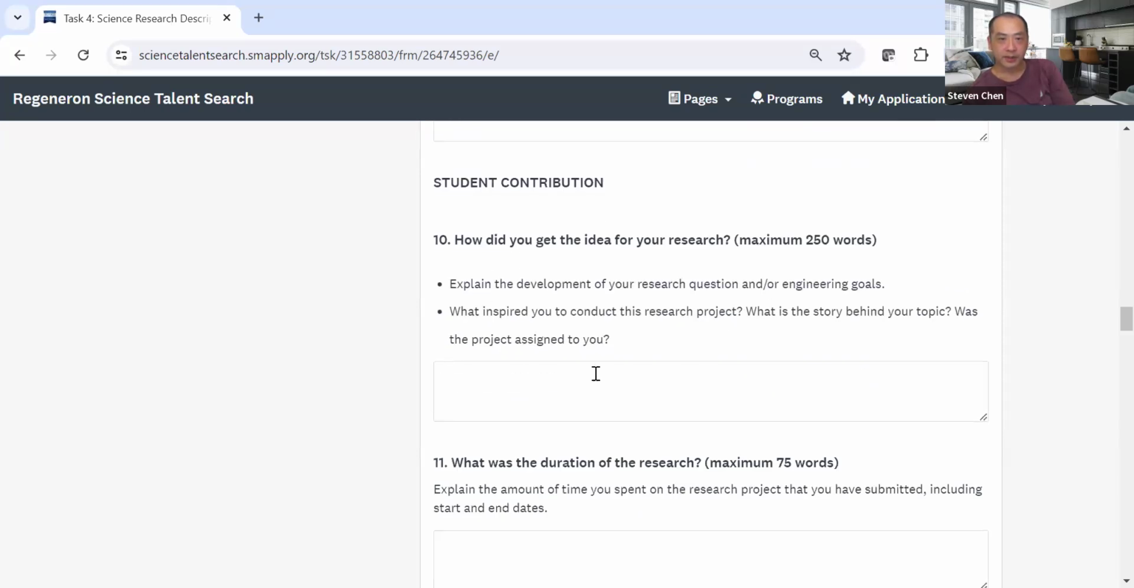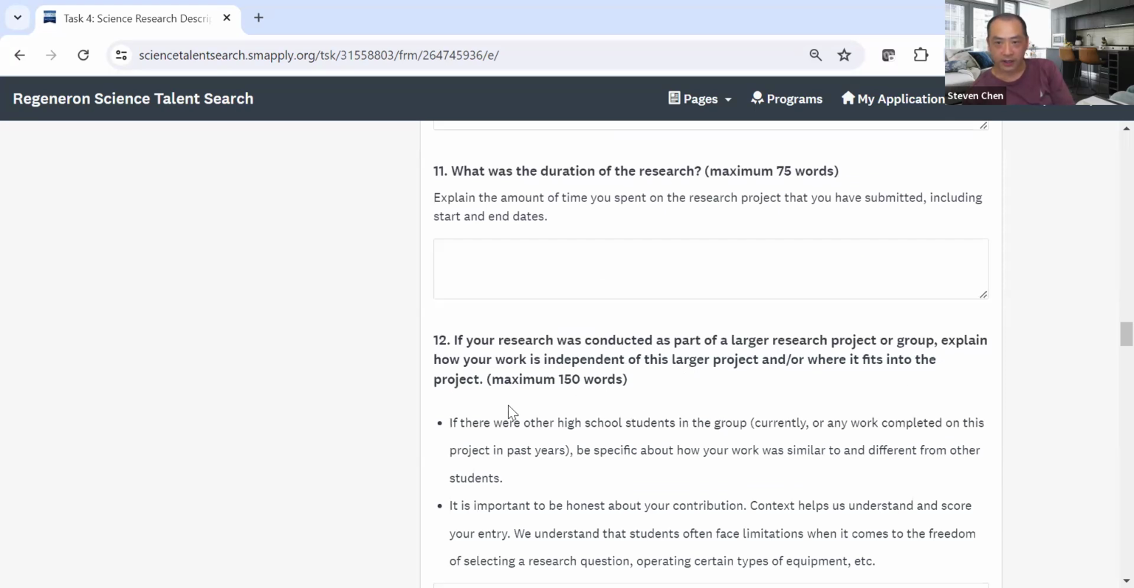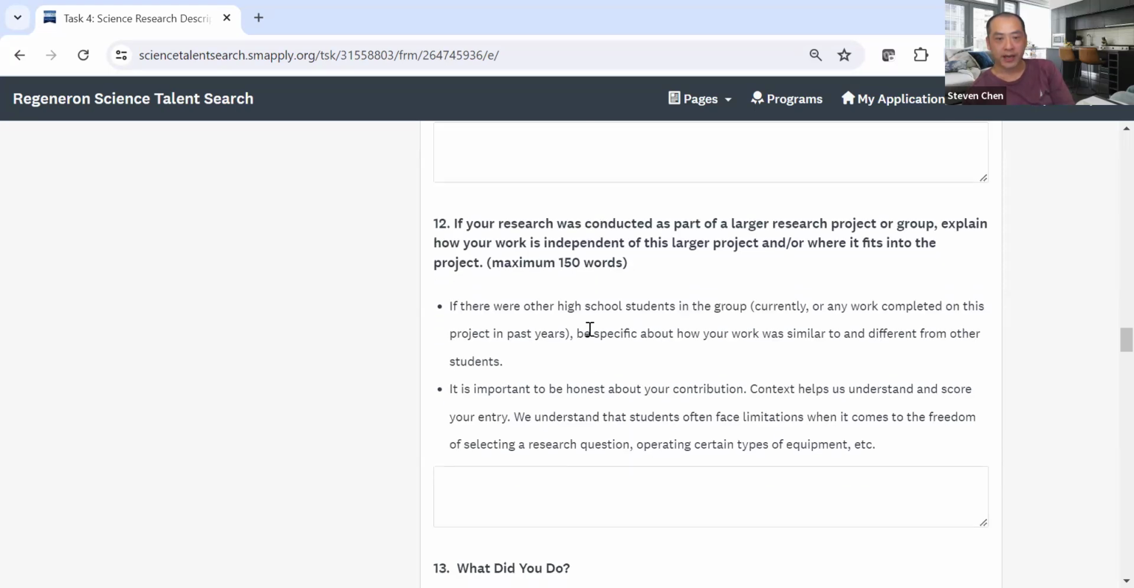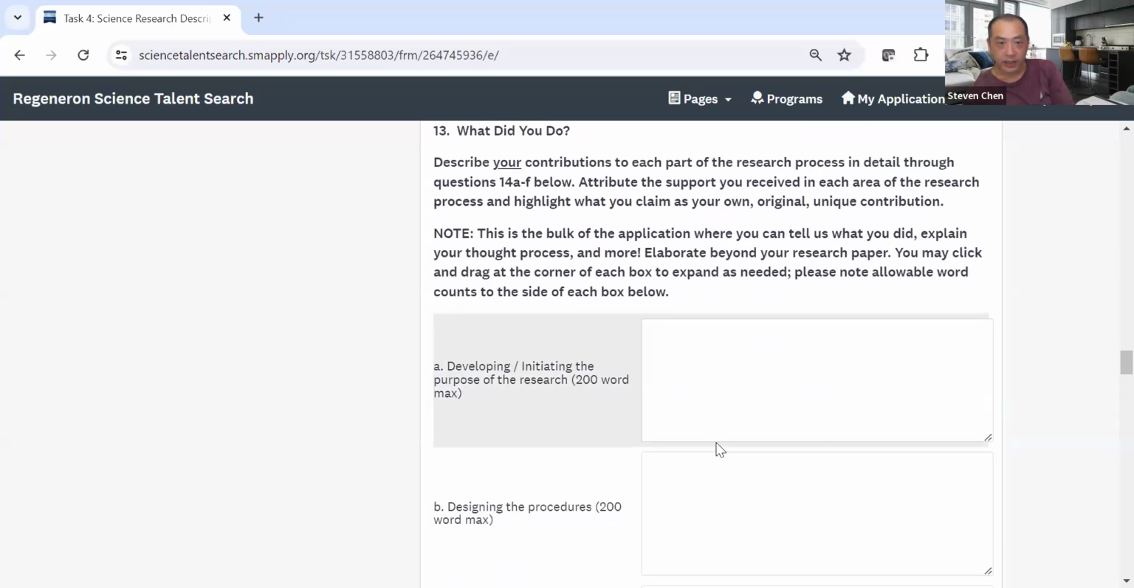And then you need to explain your contribution and the duration. And here, again, there is an emphasis on your individual contribution. If this was in a group, what's your independent contribution? And here you'll be asked explicitly about what you did. Suppose this is in collaboration with other people. Which part did you do? So you see that you'll be asked in a very detailed way.